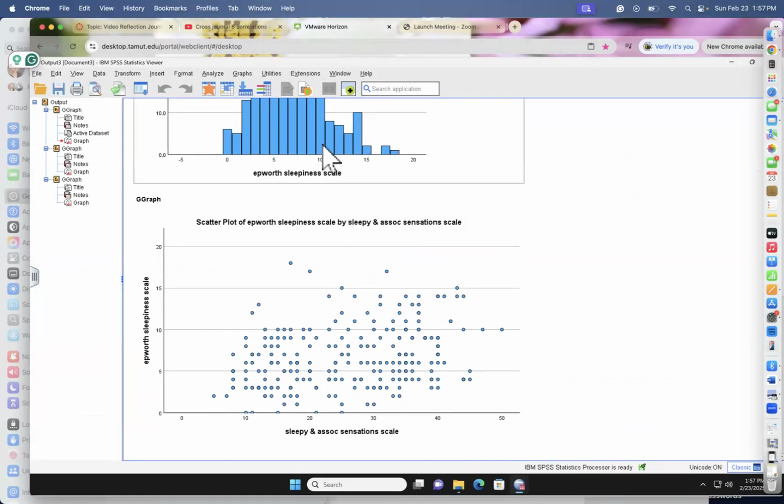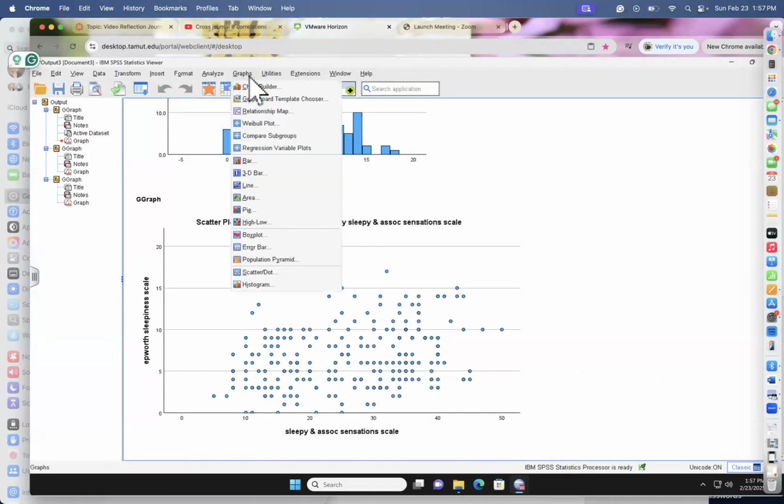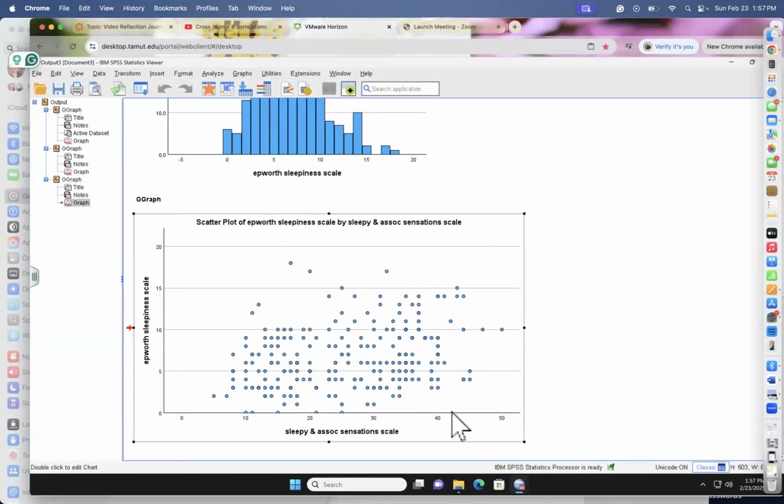And I did this the same way I did my histogram. I went into graphs, and then chart builder, and I made this. So we can see that you've got a few outliers here, but everything is going up. So you have a positive slope and there is linearity.